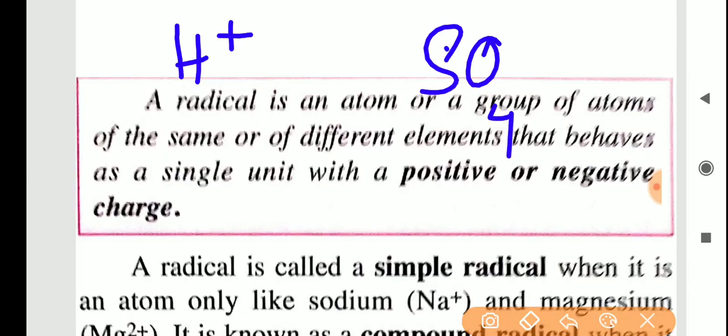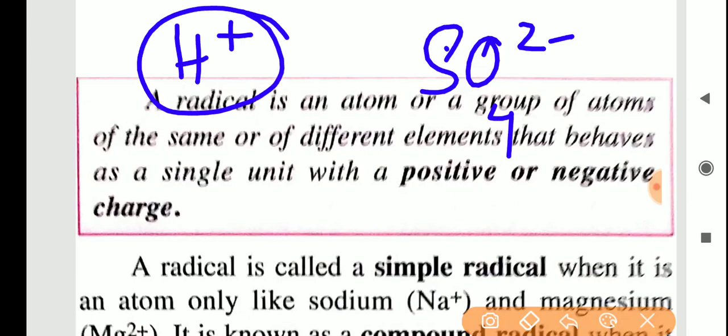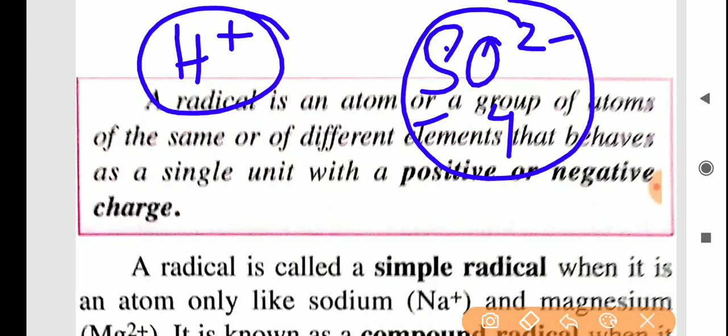If I am writing SO4 2 minus, in 8th standard you have studied the same. So radical means it is an atom or a group of atoms. See here which atoms are there? Sulfur and oxygen. So an atom or a group of atoms containing a particular charge, that is a radical. This small definition is enough. Radical is an atom or a group of atoms containing a particular charge.